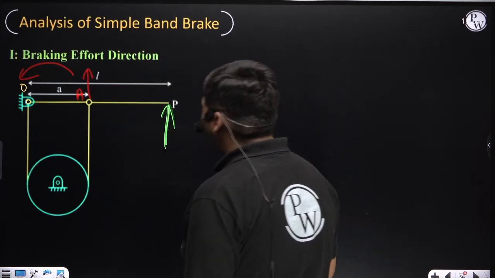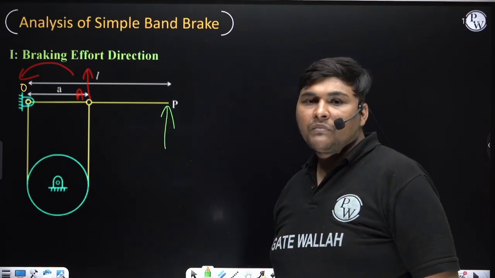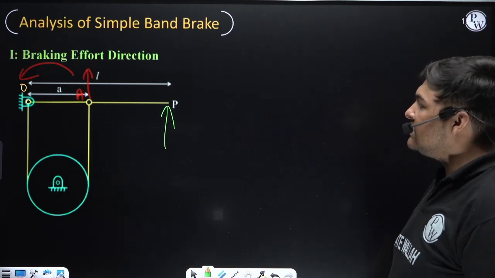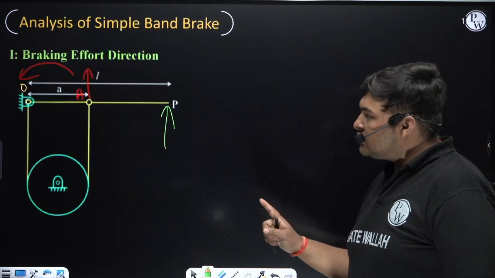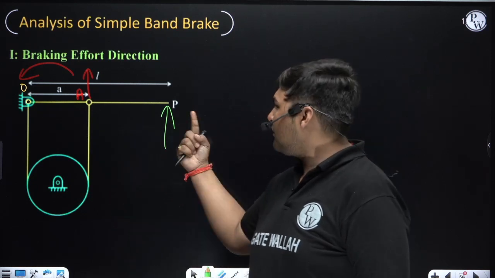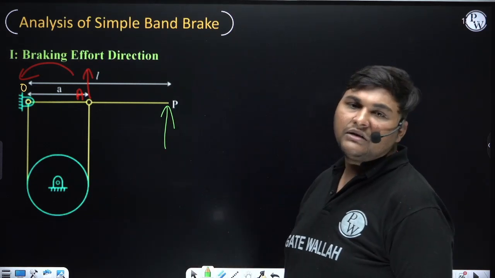Again, you need not remember this direction, you need to remember this discussion, and by this discussion you can easily find the direction of braking effort. For this case it will be in upward direction. If you understood, it will not depend upon whether the drum is rotating clockwise or anti-clockwise. The direction of braking effort will be this, because this direction of effort ensures the band is in tension.